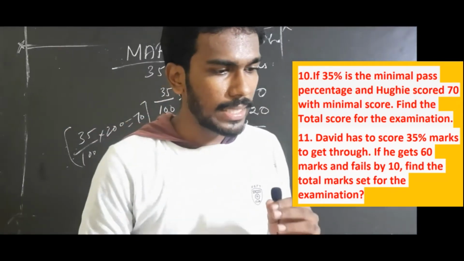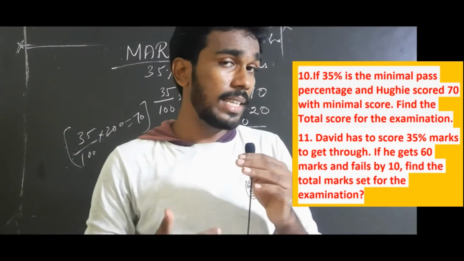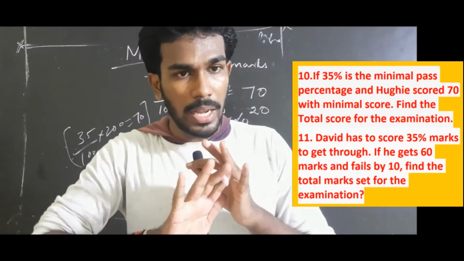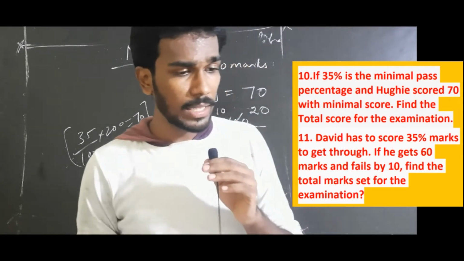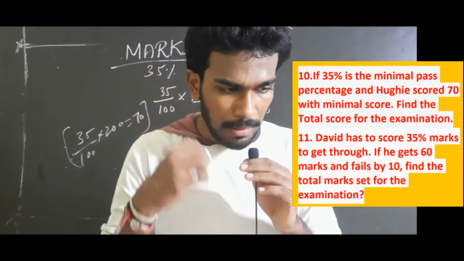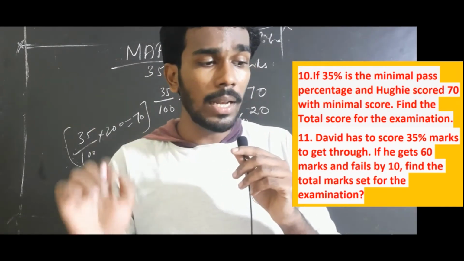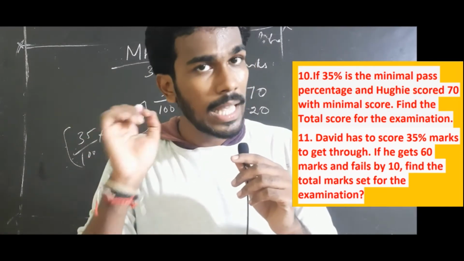Simple. And next, within the same category, the next question is: David has to score 35% of marks to get through. To pass, he needs 35 marks. If he gets 60 marks and fails by 10, find the total marks set for the examination.